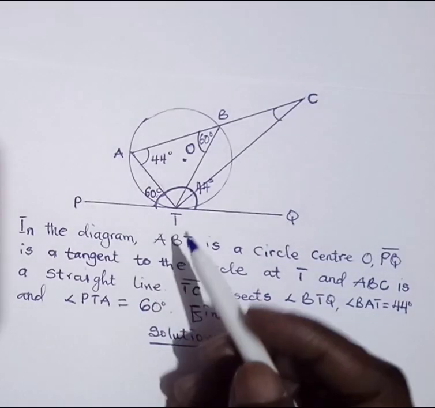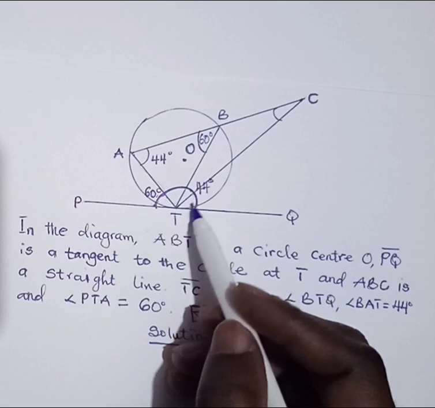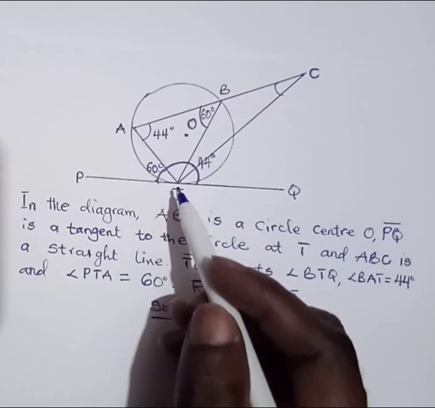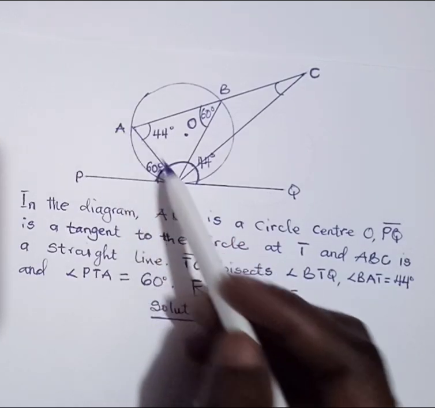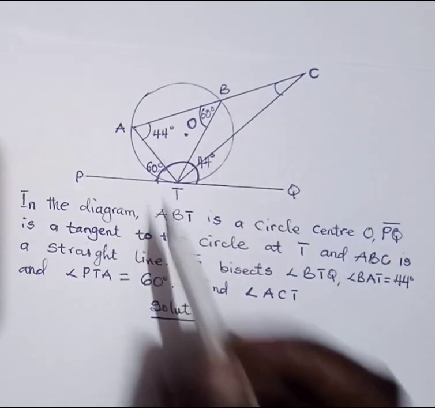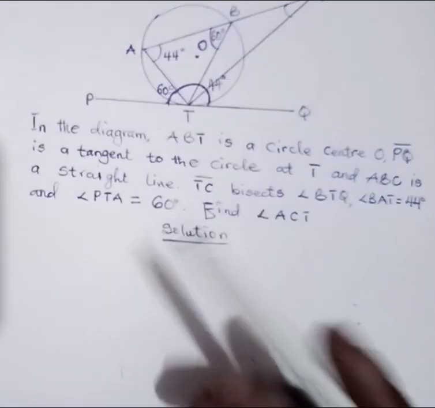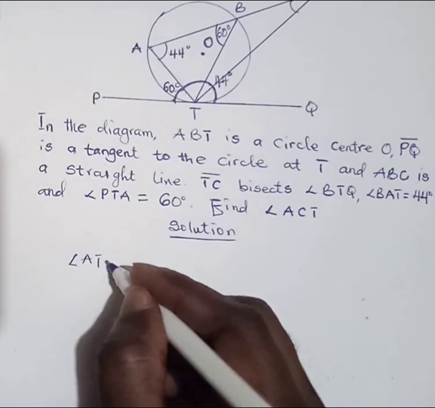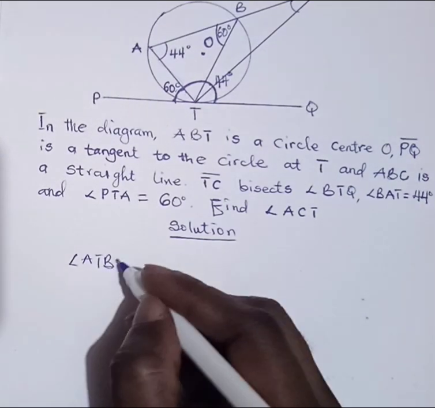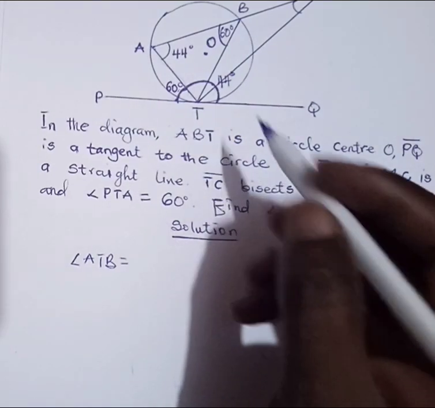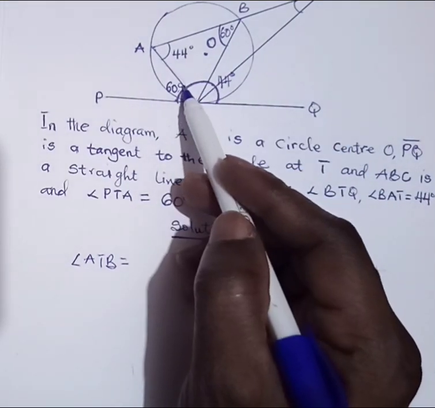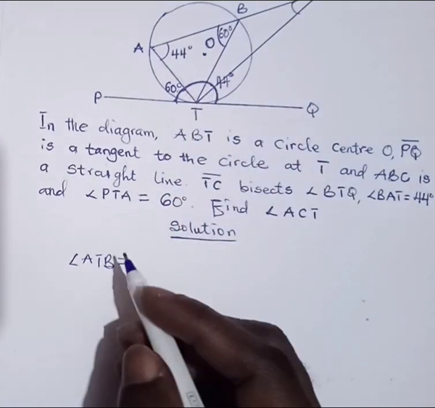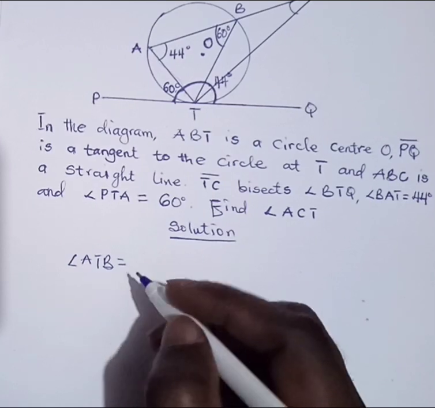So once we know that if we sum all these angles, we get 180 degrees, then we can quickly find angle ATB. Angle ATB is equal to, so it means that we are adding the whole of these angles, and then we get 180 degrees. So we get what?